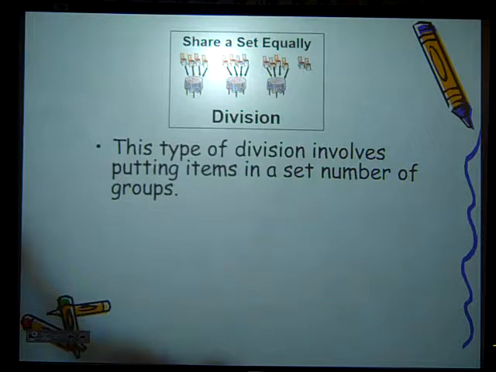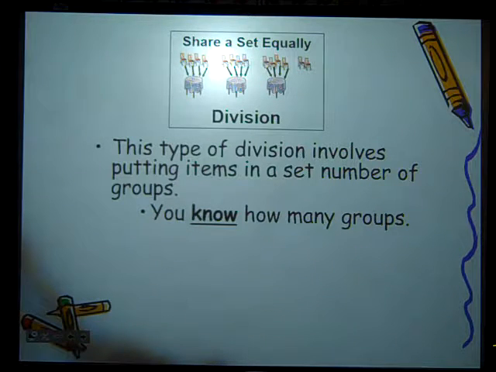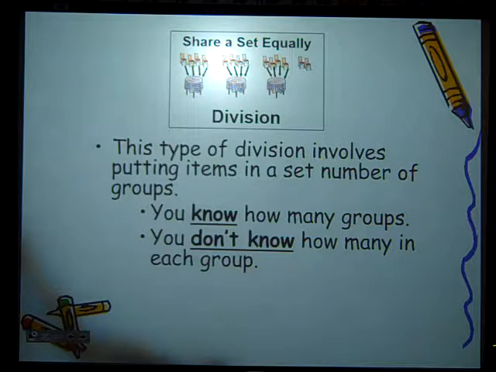Alright, so this is what it looks like. This type of division involves putting items in a set number of groups. So if I have 5 people playing the card game and I have 50 cards, I pass out all 50 cards until every card is gone, correct? You know how many groups. I also know how many I started with, but what don't I know? How many are in each group? Very good. I don't know how many are in each group. Okay, now this is where I pause for a second and I ask you to take caution in what I'm about to tell you.